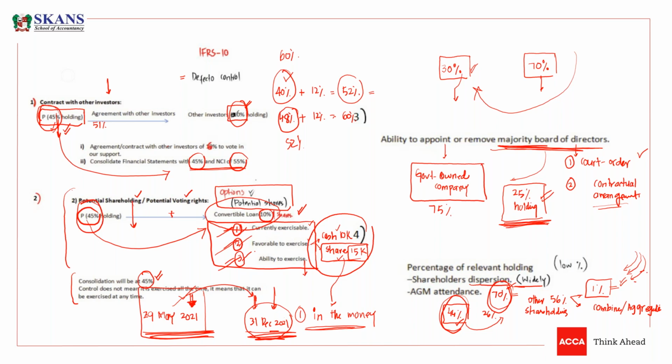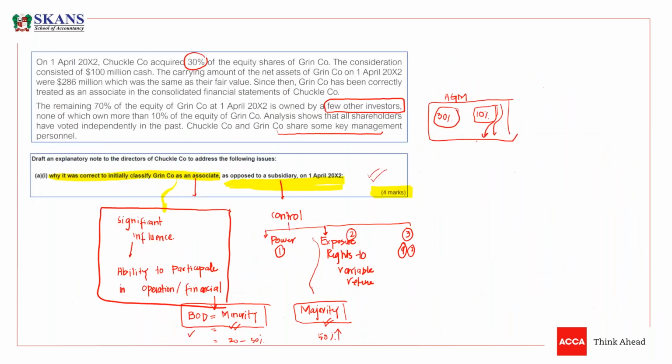Okay, guys. Now let's move on. We have observed that the C company is not controlling the Green company here. They are just having a significant influence. We talked about this. So none of which own more than 10%.